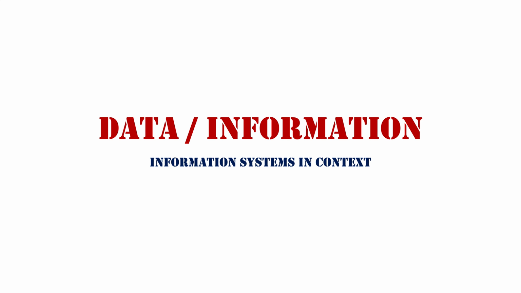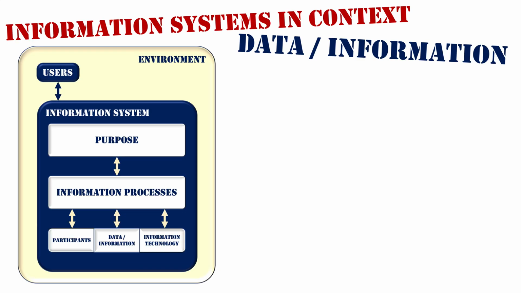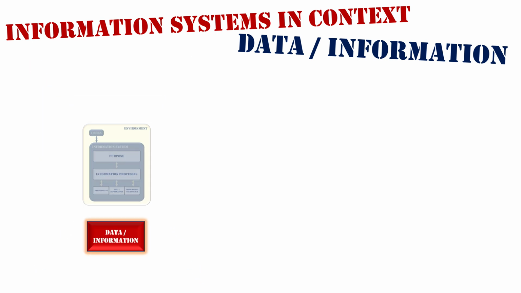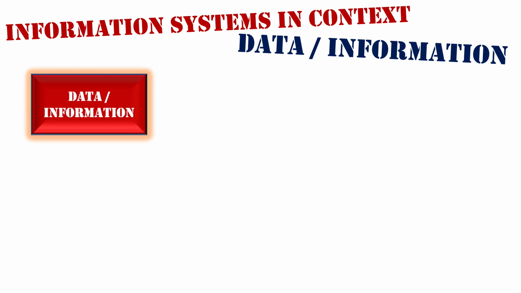Information systems in context, data and information. Now, in this next video, we're going to have a look at the relationship between data and information. If we look at the information system here on the left, we can see the data and information down the bottom interacting with the information processes. So let's try to understand what these different terms mean and what their relationship is.